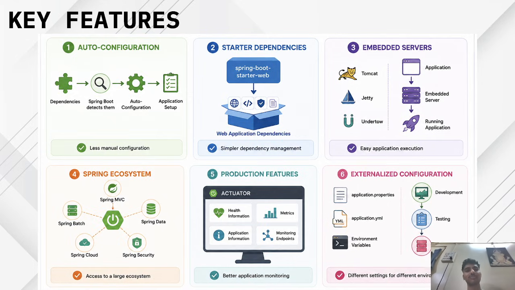Moving on further, we have key features. What are the key features of Spring Boot? Here is auto configuration. Then we have starter dependencies, embedded servers, Spring ecosystem, production features and externalized configuration. Here you can see the auto configuration option. Starter dependencies enable the user to start with the required dependencies. Then we have embedded servers like Tomcat, Jetty, and Undertow. These are all the key features of Spring Boot.